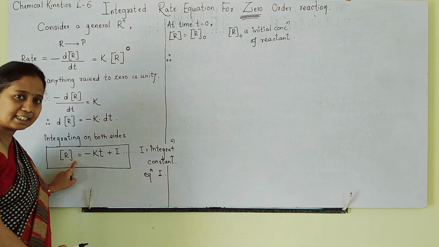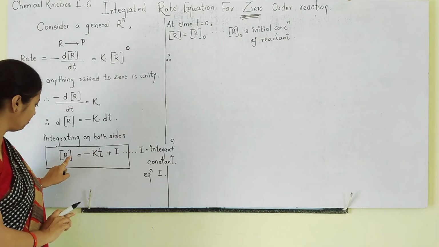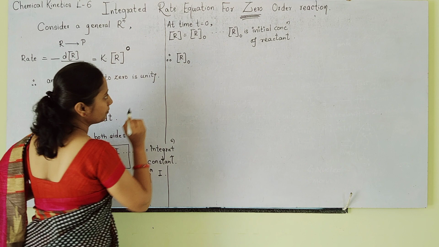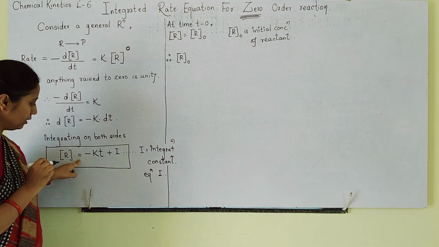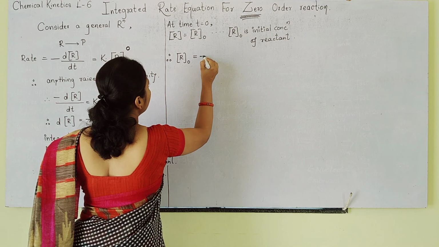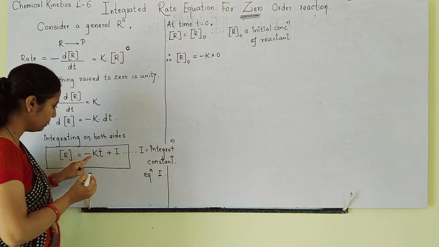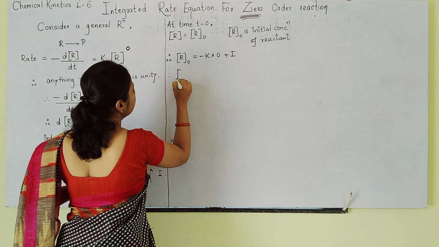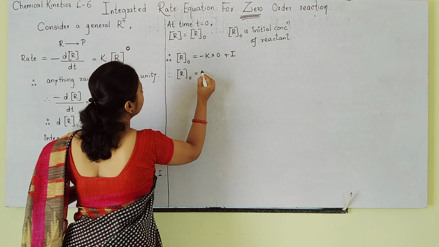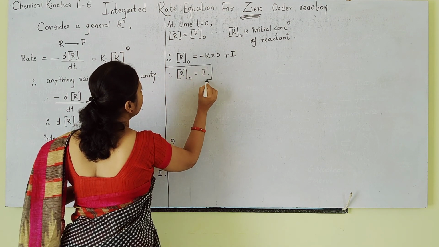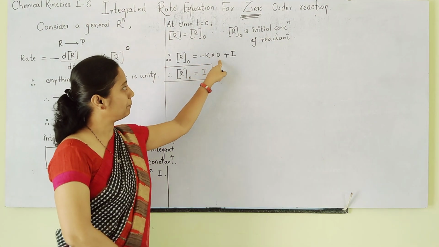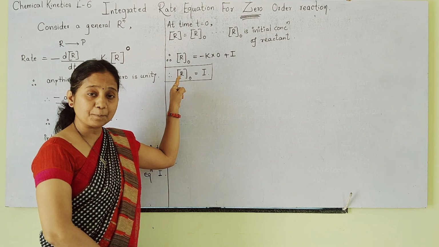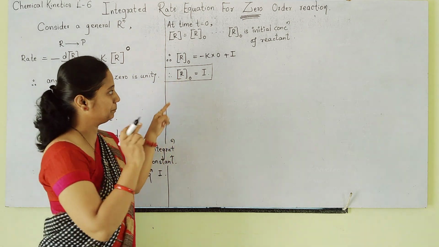First equation here, let us substitute at time 0. R becomes what? R naught is equal to minus k into 0, time is 0, plus I. So what did you get, students? Anything multiplied by 0 is 0, and I as it is. So you got I is equal to R naught. Substitute this in equation 1.